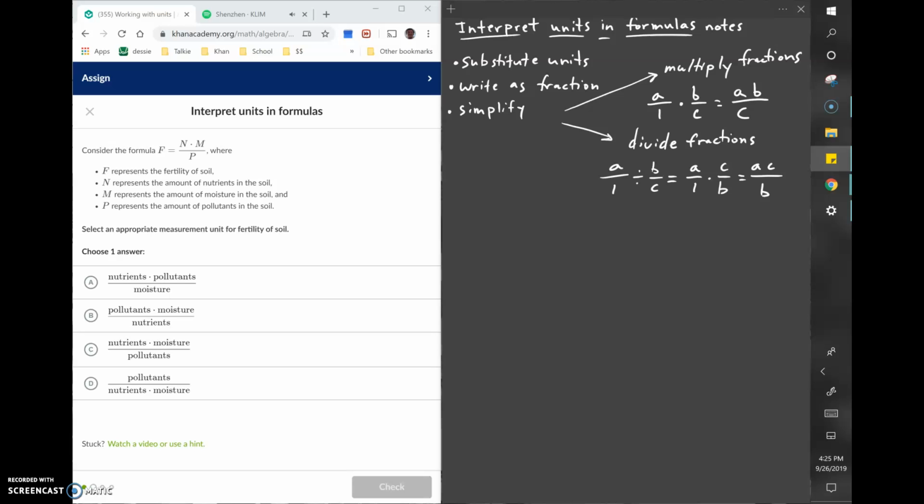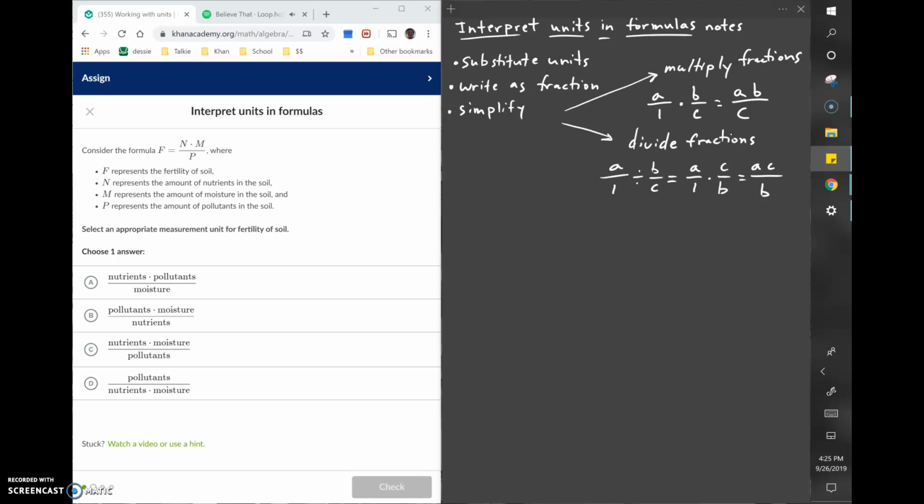So consider the formula F equals N times M divided by P, where F represents fertility of soil, N represents the amount of nutrients in the soil, M represents the moisture in the soil, and P represents the pollutants in the soil. Select an appropriate measurement for the fertility of the soil.